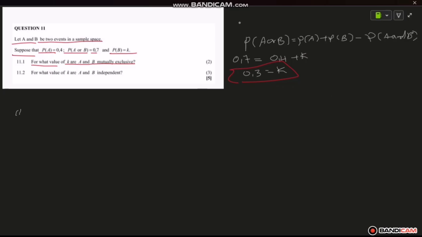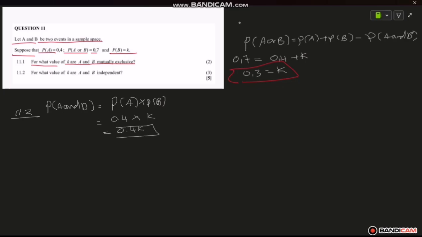Then let's try to solve 11.2. For what value of K are A and B independent? When we talk about independent events, it's when we multiply P of A and P of B to get P of A and B. So the intersection must be equal to the product of P of A and P of B. We have P of A as 0.4 times P of B, which is K. Therefore, P of A and B equals 0.4K.